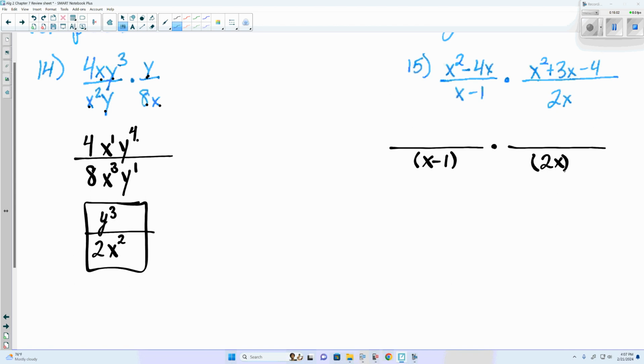Now we can look at x squared minus 4x. Since there's only 2 terms and not 3, we use greatest common factor. The greatest common factor between x squared and 4x is x. And if we take an x away from x squared, we're left with x. Taking x away from 4x leaves 4. So we have x times x minus 4.